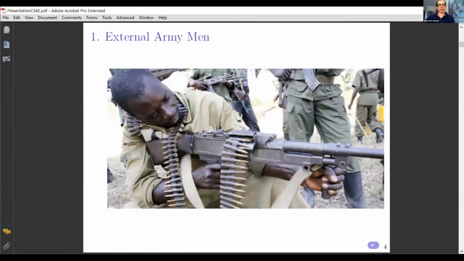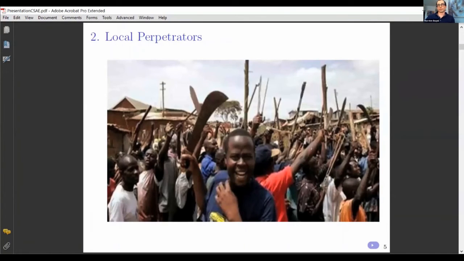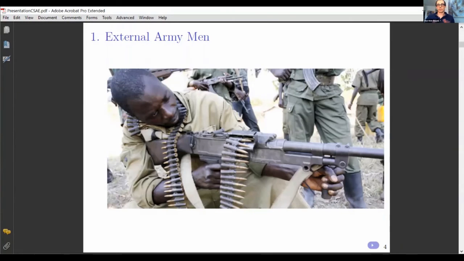Before I tell you about the exogenous violence variation, I want to introduce you to two types of perpetrators that were active in the genocide. The first are what I call external army or militiamen. These guys were highly trained, better equipped. Think of them as the ones in this picture. And the second were more local perpetrators. These guys were often civilians, local militia, local politicians, often equipped with machetes, clubs, less organized than these guys, okay? So those are the two types of violence.